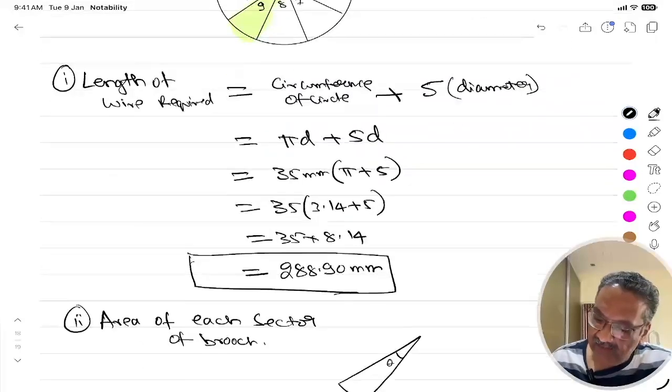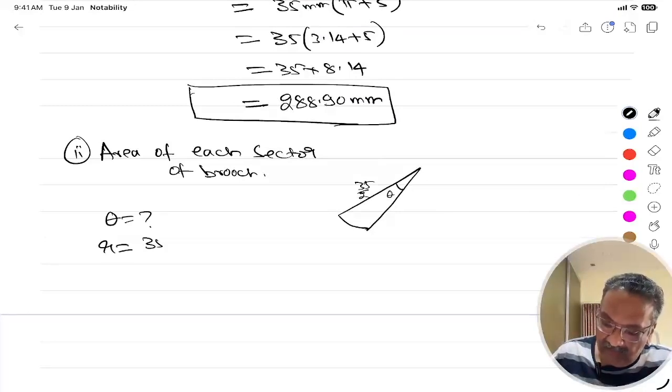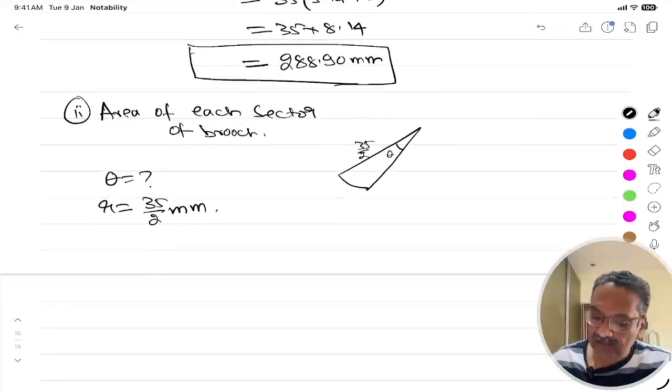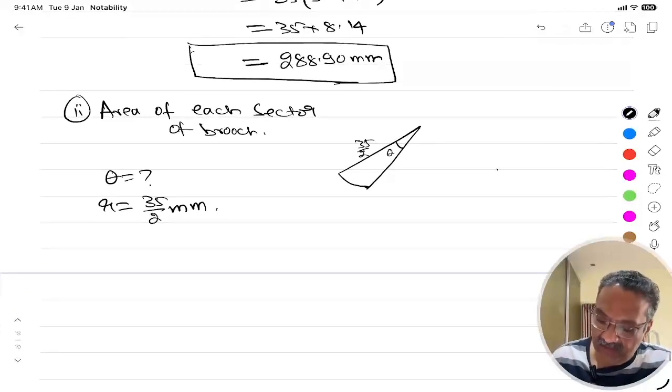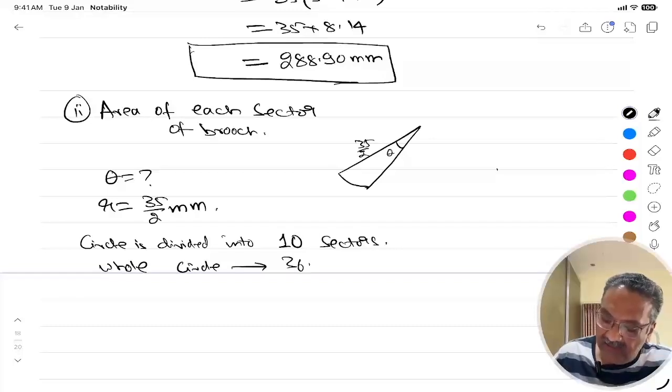What is the radius? Radius is 35/2. We know r, we don't know theta. R is 35/2 mm. All right. Now how do we find theta? See, this whole circle is divided into 10 sectors. Okay. The whole circle, how many degrees is it? It is 360 degrees.